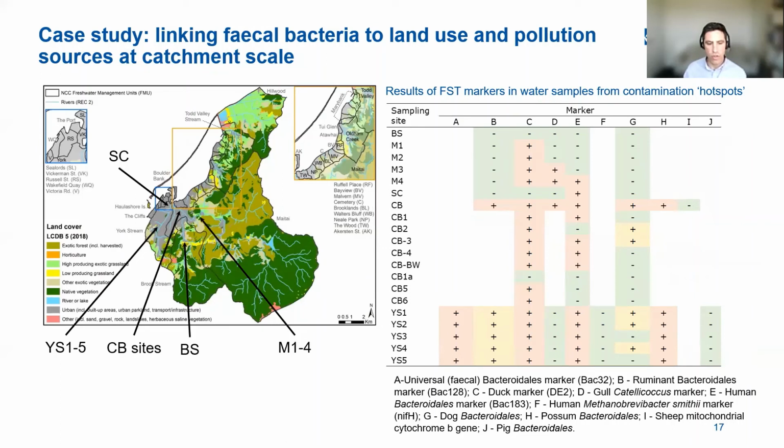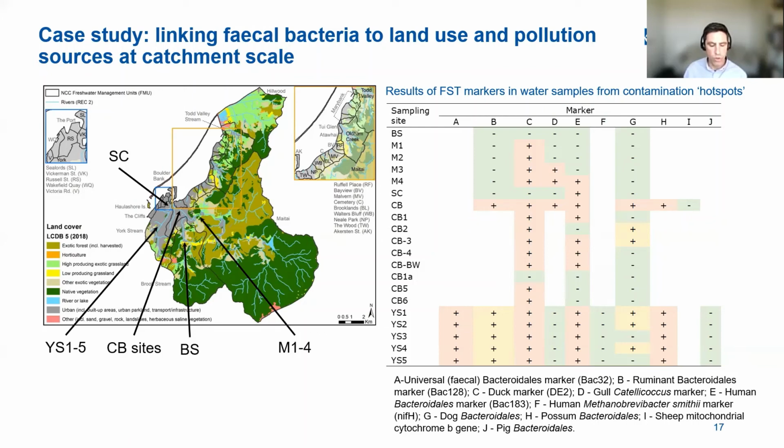This slide now shows the results of the FST study, where we've taken water samples from the hotspots of contamination that we've identified in the main urban area in the lower catchment. And we tested for a range of markers indicative of contamination from human, ruminant, dog, sheep, pig, duck, and gulls. Most samples that we took from the CB site were positive for duck, gull, and human markers.